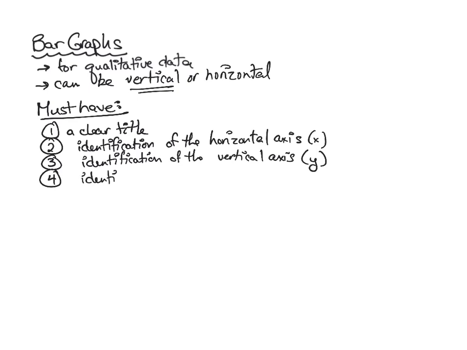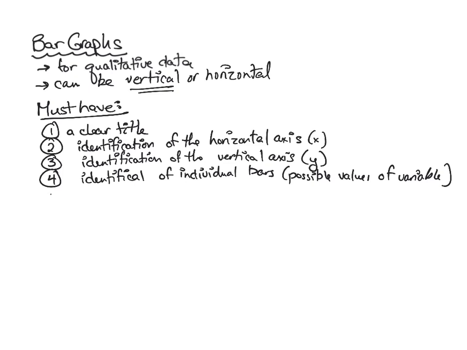Number four, identification of the individual bars. So what does this mean? This is the possible values of your variable. And when we do an example, all of this will be much more clear.